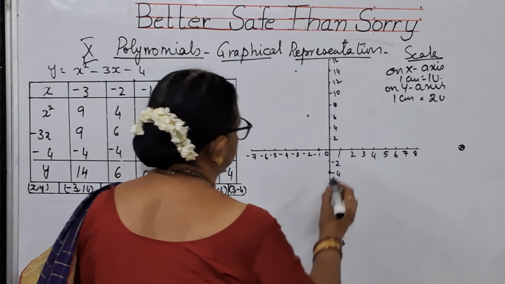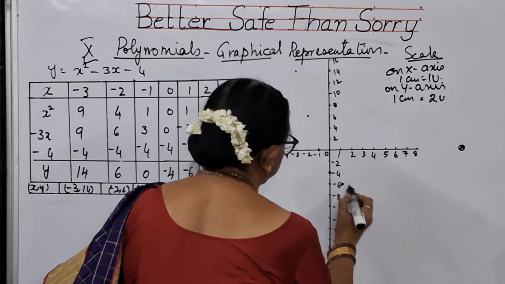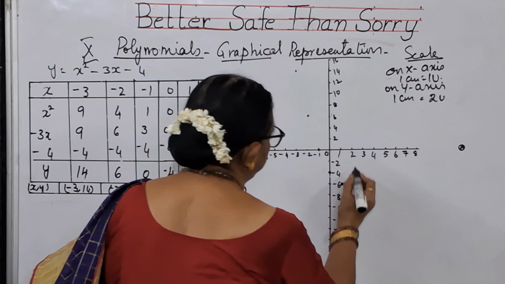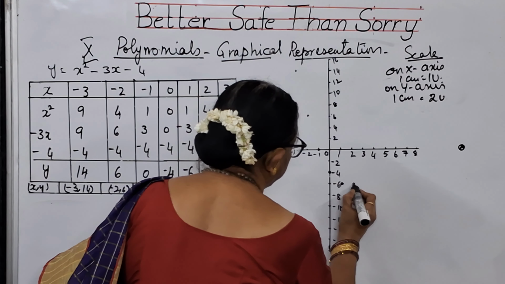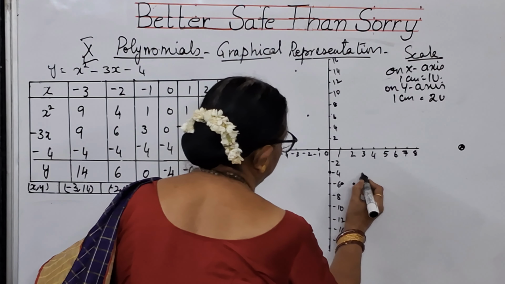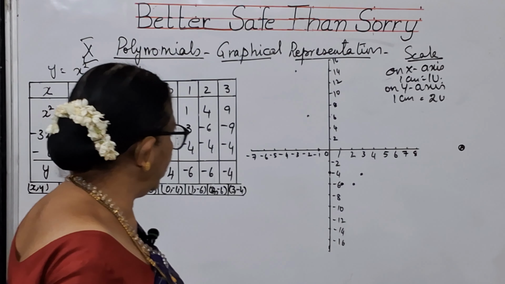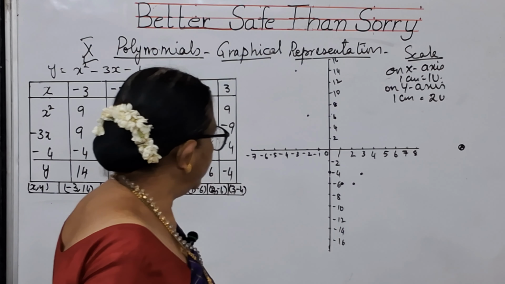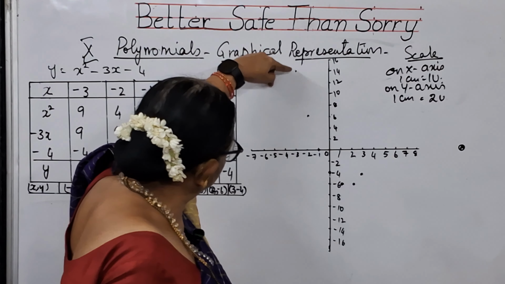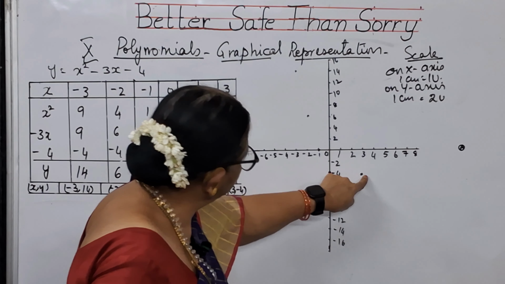1 and minus 6, somewhere here I will be getting. And 2 and minus 6 also I will be getting here. 3 and minus 4, somewhere here I will be getting. But while doing so, you are getting the lines like this. If I join, I can join like this, like this, like this, and I am stopping it here.